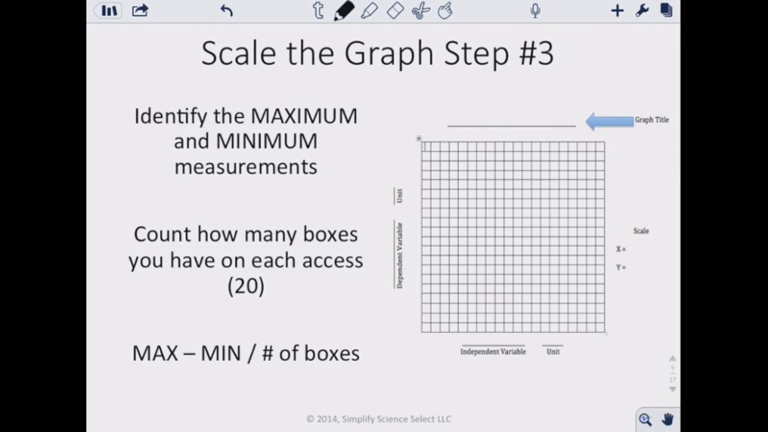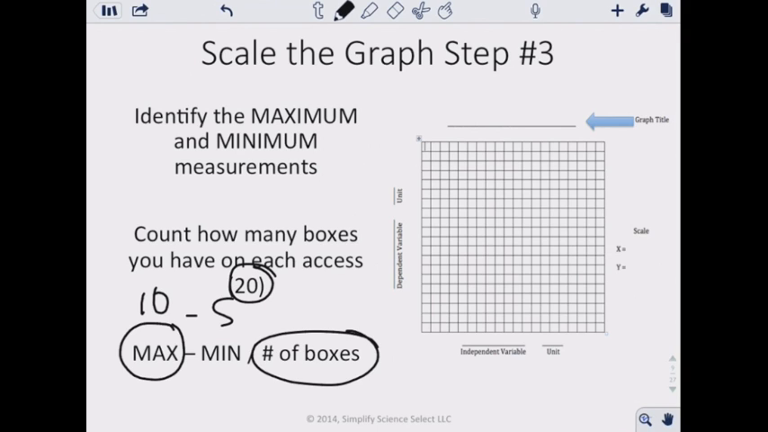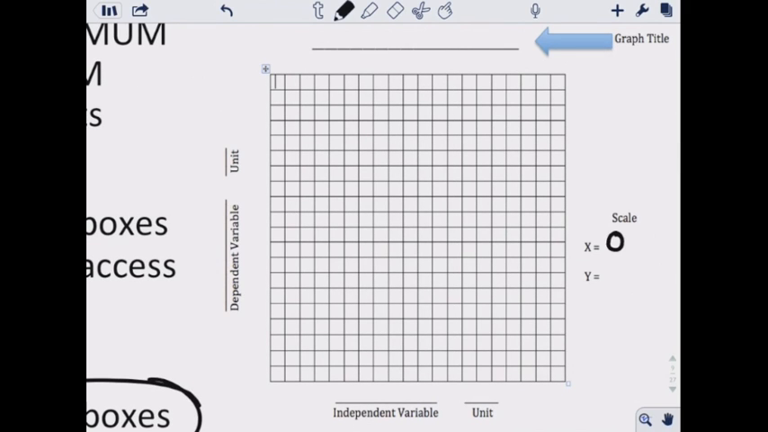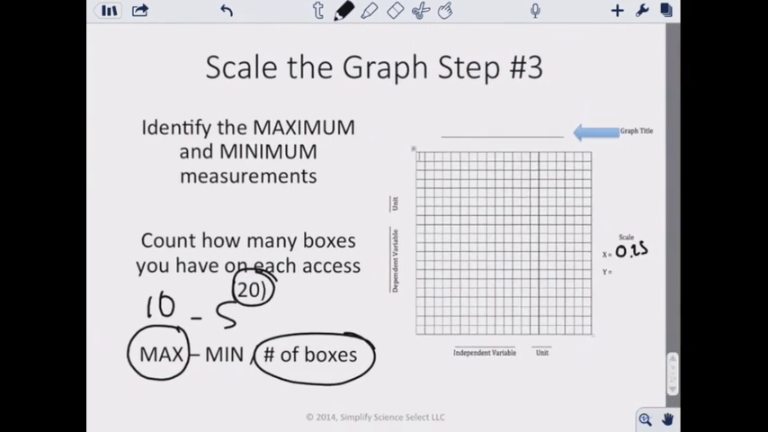And what we do is we count how many boxes you have on each axis. So literally we sit here and we count those boxes and then count those boxes. And what we do is we take our maximum, which say it's 10, minus our minimum, which is 5, all divided by the number of boxes. So we have 20 boxes here, so if we do 10 minus 5, that's going to give us 5. And we divide that by 20, we'll get 0.25. And so what that would mean is that our scale would be 0.25 per box.